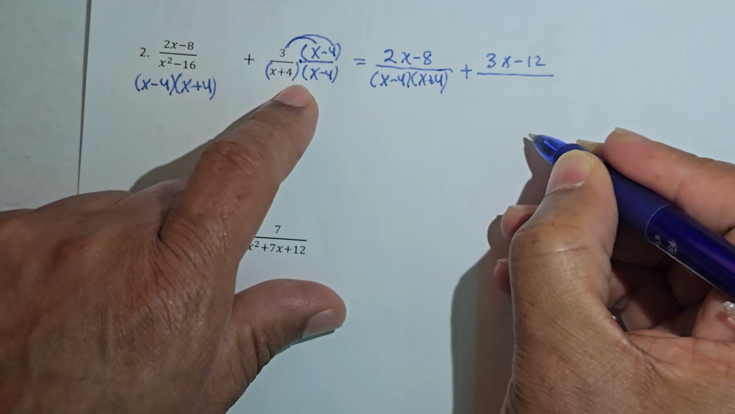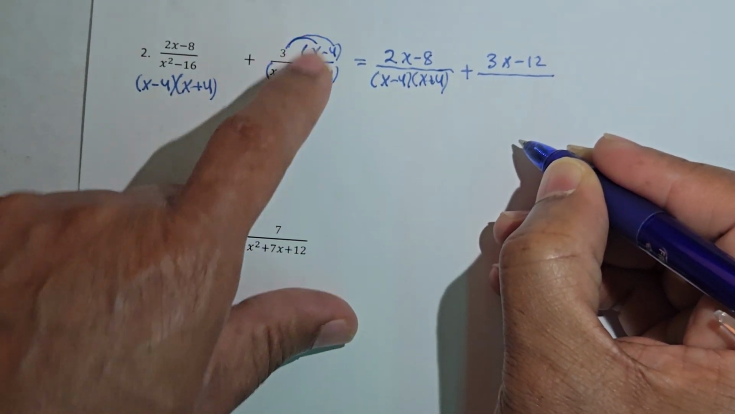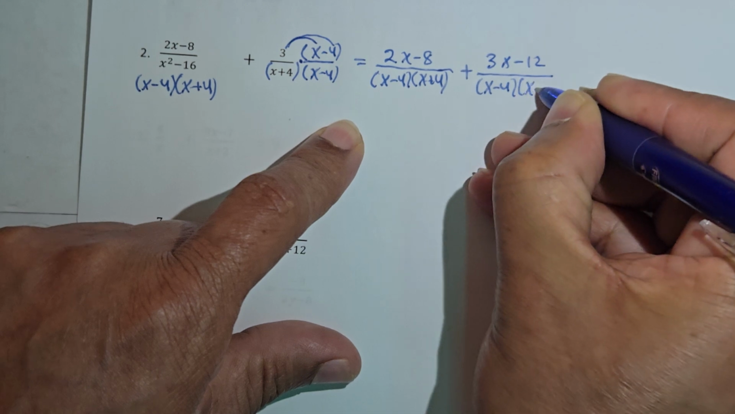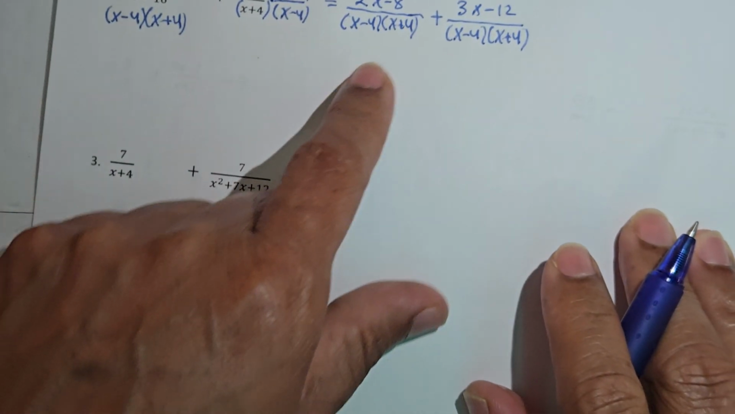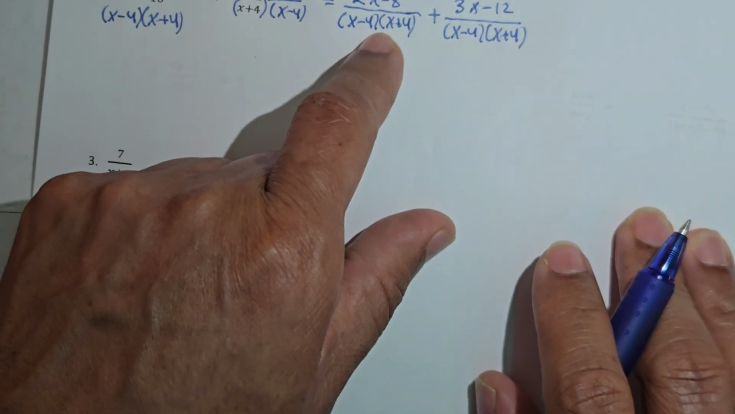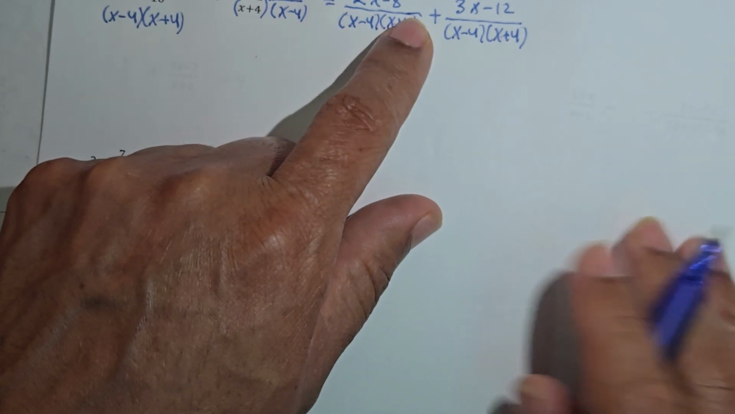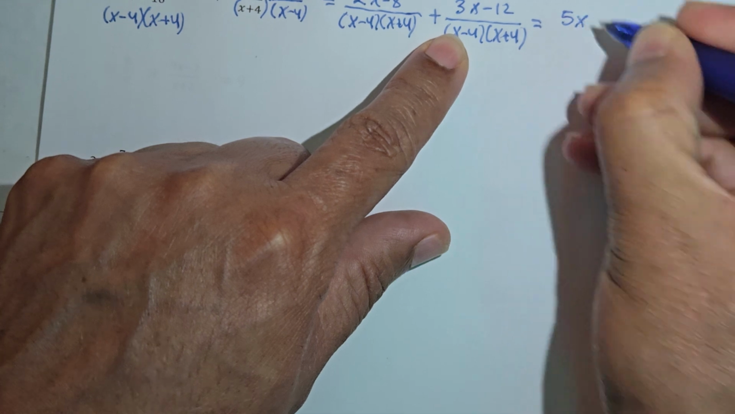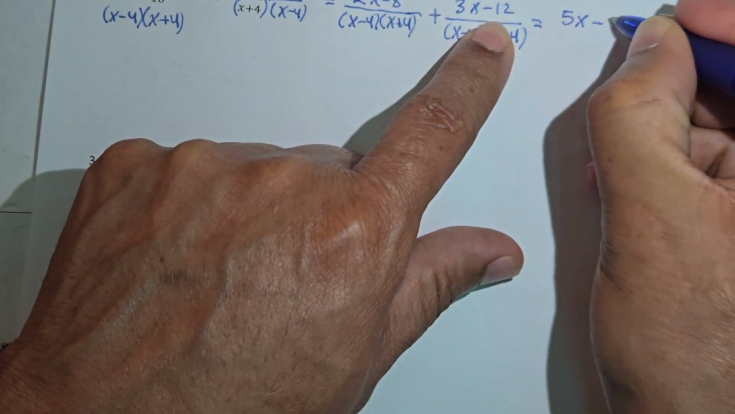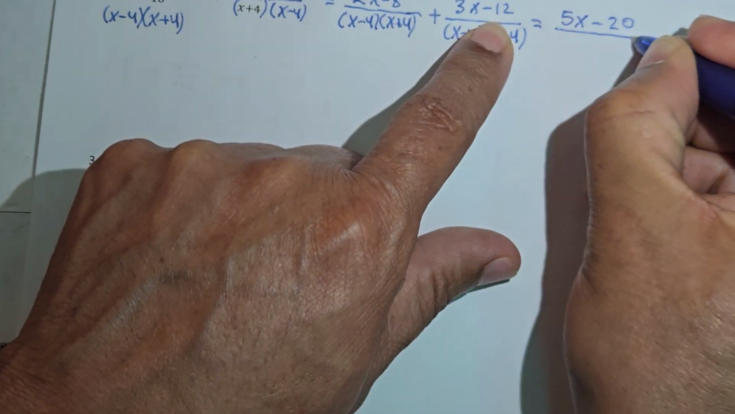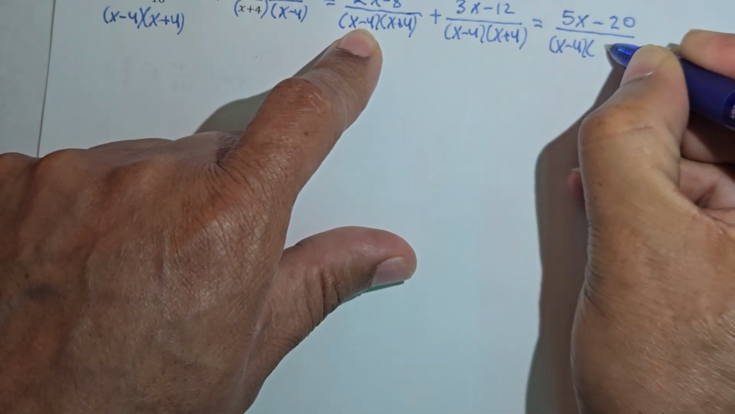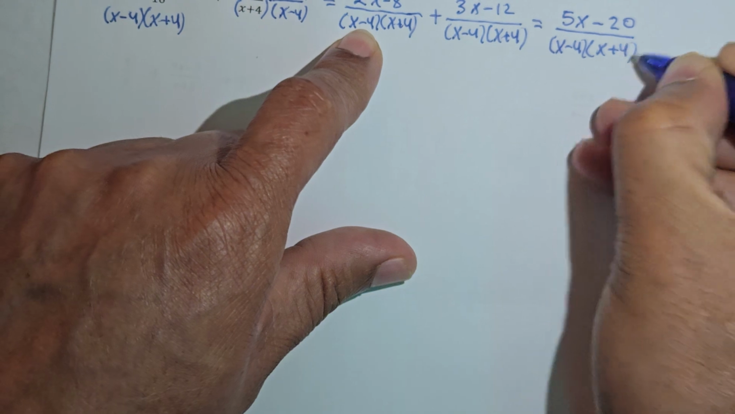Now this again has the same denominator as this one because we just multiplied by x minus 4. So we have x minus 4 times x plus 4. Since we have the same denominator, what we can do is combine like terms in the numerators. So 2x plus 3x combine to 5x, negative 8 and negative 12 combine to minus 20, or negative 20. And then the denominator, we have x minus 4 times x plus 4.